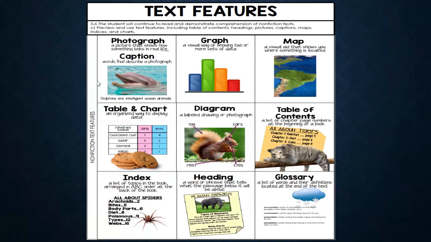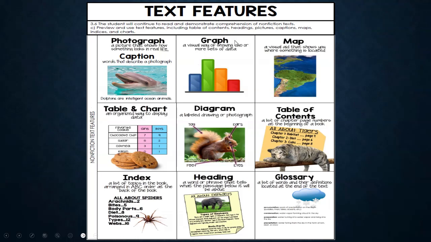All right, text features are the different ways that nonfiction texts give you information. Look at these right here. First, we're going to talk about a photograph. A photograph is a picture that shows how something looks in real life. You see this? This is a photograph. A caption is words that describe a photograph, such as dolphins are intelligent ocean animals. That's a caption that tells about this picture. Captions are words that tell about the picture.